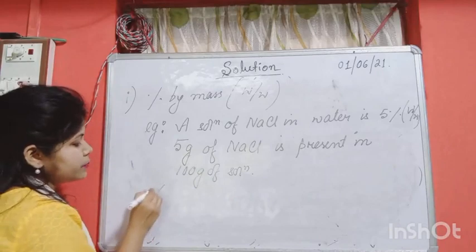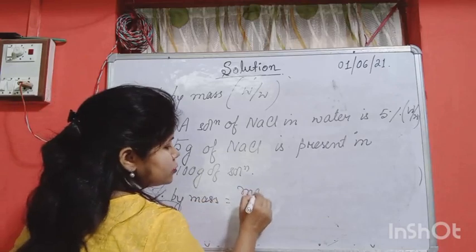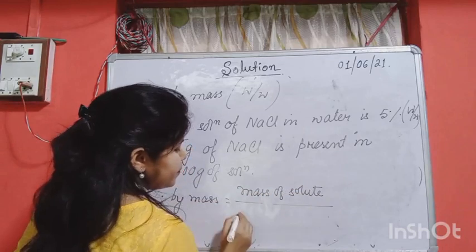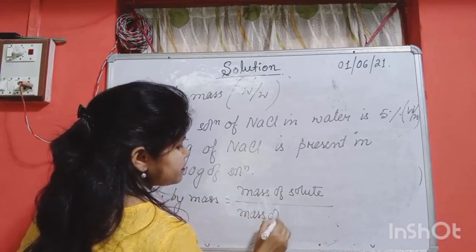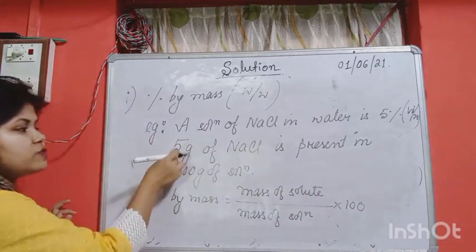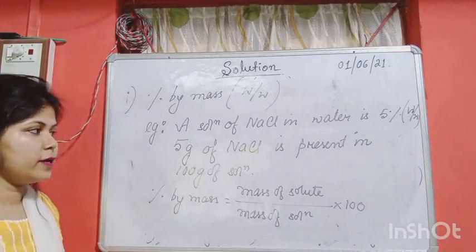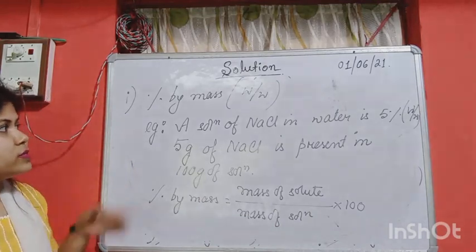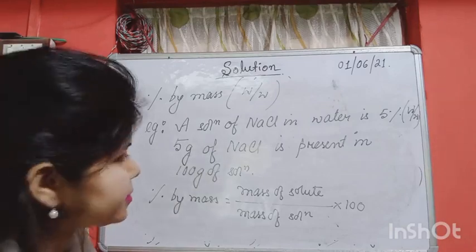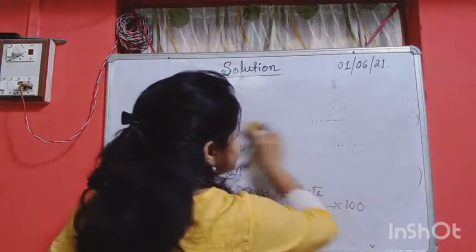So from that we can say percentage by mass formula will be mass of solute divided by mass of solution into 100. Here the mass of solute is 5 gram divided by the mass of solution 100 gram into 100. We can find out the percentage by mass. Next, number 2 will be percentage by volume.